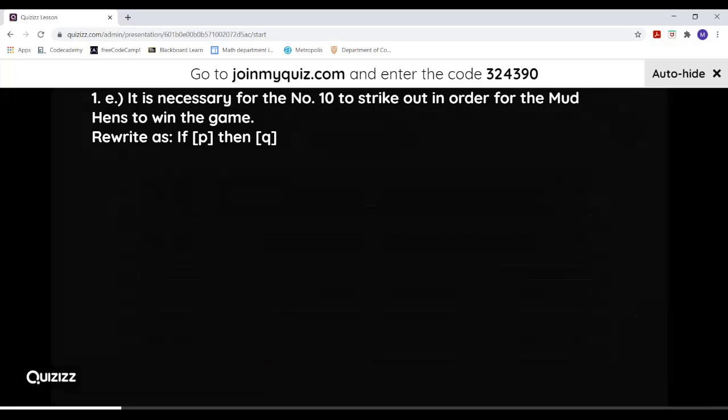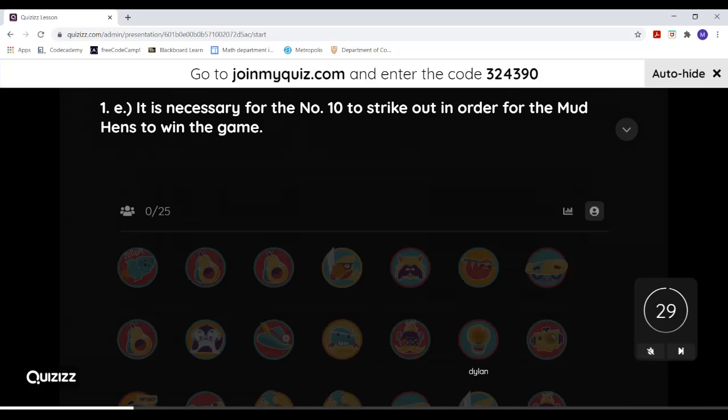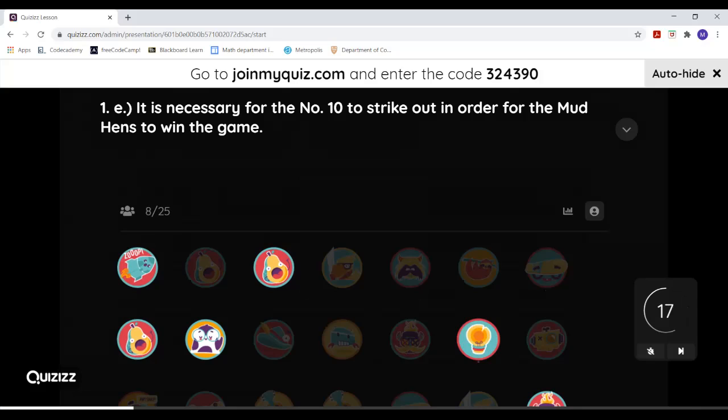So I think we would do the Venn diagram for that. No, we got to do the Venn diagram now. That's what we're doing. So it is necessary for number 10 to strike out in order for the Mud Hens to win the game. Again, this one was if Mud Hens, then number 10. So we want to draw that Venn diagram for if the Mud Hens, then the number 10.